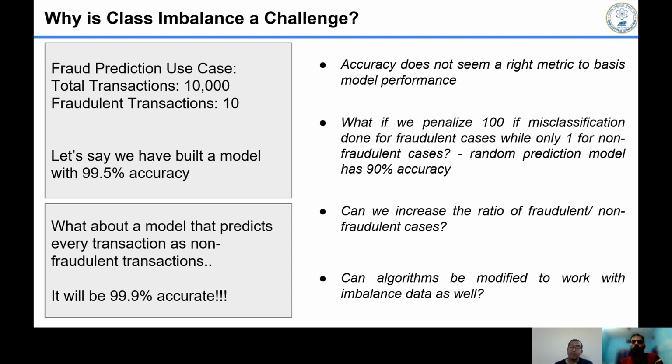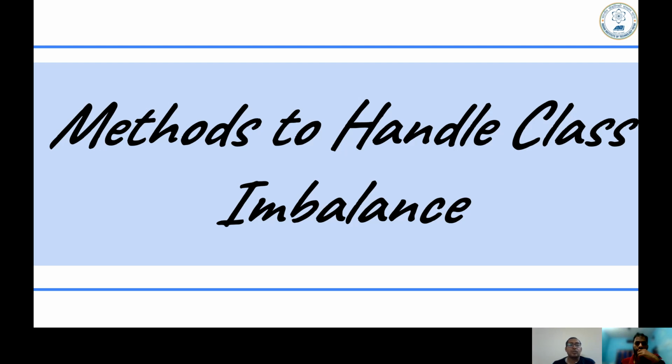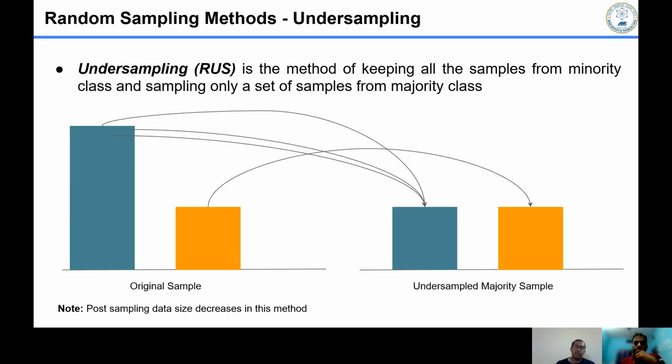So can we somehow bring parity to the number of samples in both the classes? Or can algorithm level tweaking help handle this class imbalance situation better? So with this context, let's discuss various methodologies researchers have proposed. The very basic approach to handle class imbalance can be randomly selecting only a few samples from majority class and keeping all the minority class samples intact.